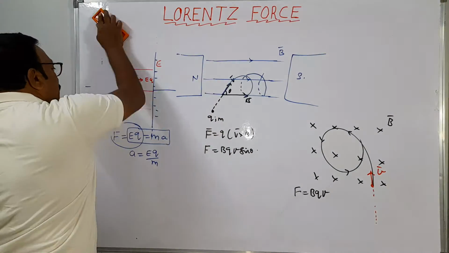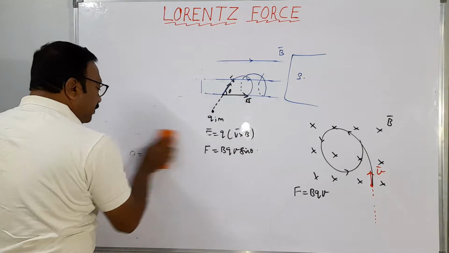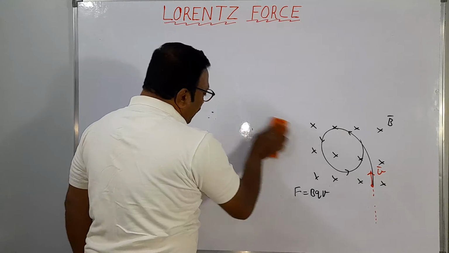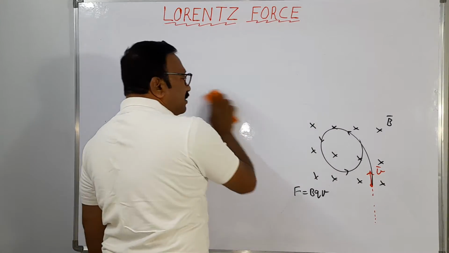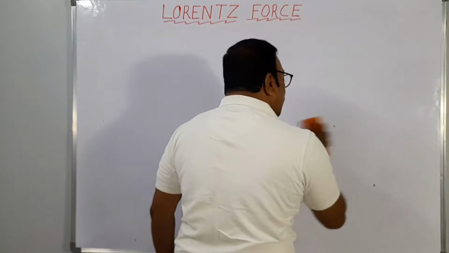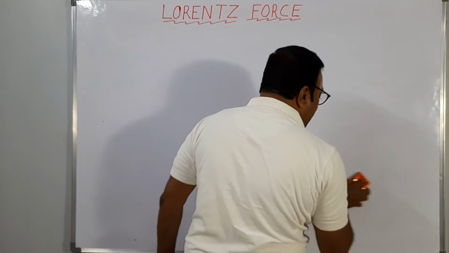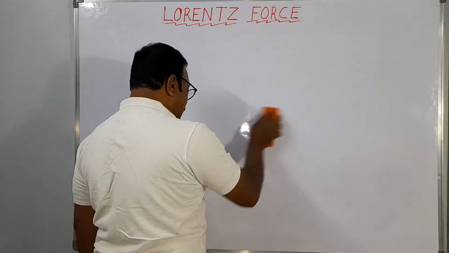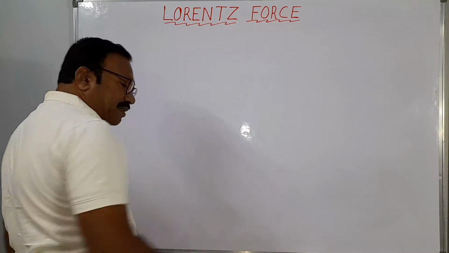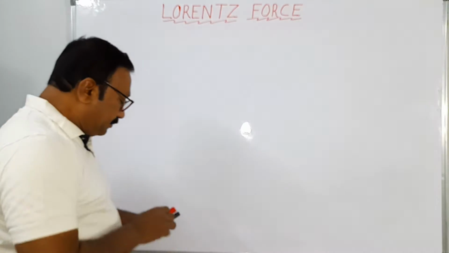Then we come to the Lorentz force now. So let us see what this Lorentz force is. If electric and magnetic fields exist simultaneously at the same place, how does the particle experience the forces? In which path will the particle be moving? And that is our discussion here.